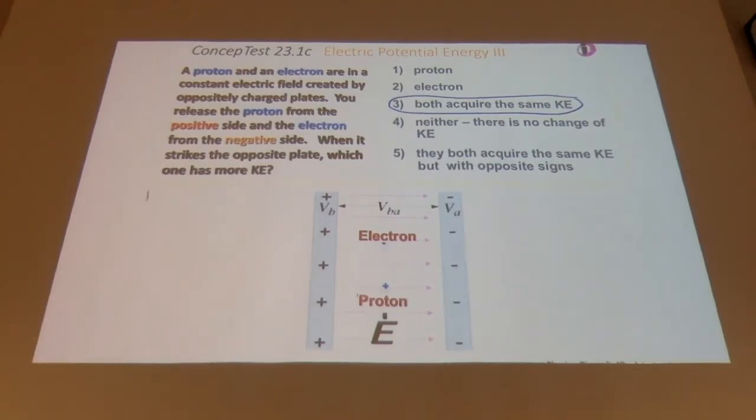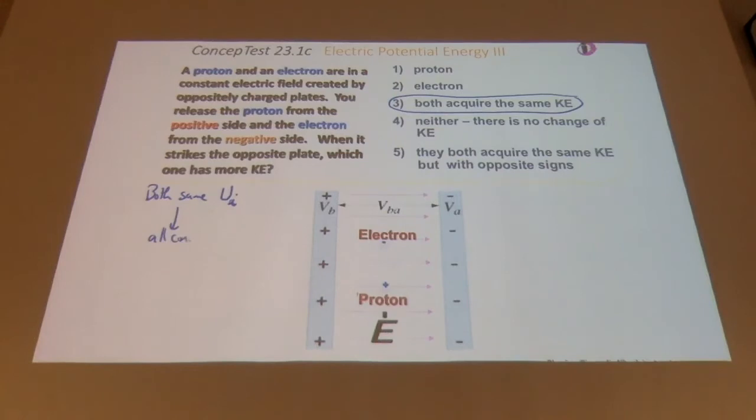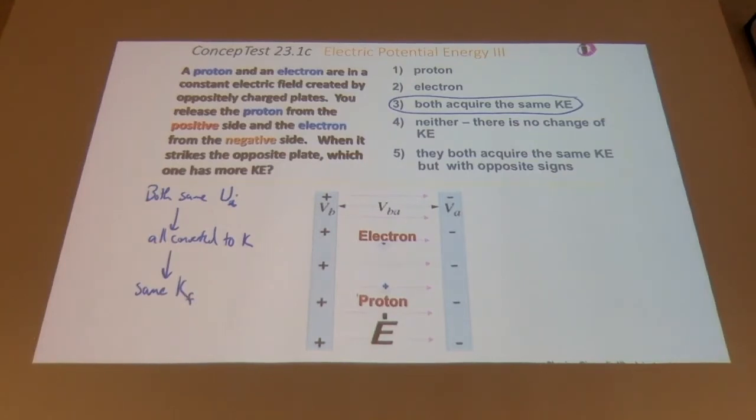So we could say that both have the same initial potential energy. So that would be U initial. This is all converted to kinetic energy. And if they start with the same and all of it gets converted, that means they're going to have the same K final. All the initial gets converted to kinetic energy.